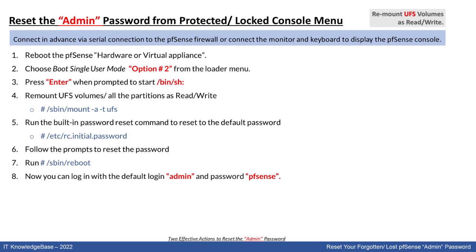and this is for remounting the UFS volume as read-write. Connect in advance via serial connection to the pfSense firewall, or connect a monitor and keyboard to display the pfSense console. If you are accessing your pfSense firewall over the network, then it's fine.